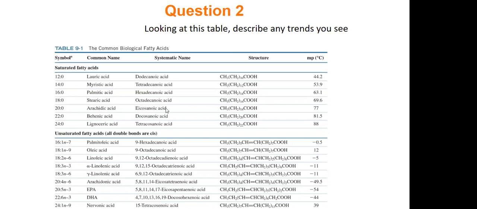So one trend we have is a higher melting point with longer chain. If you look at the first table, as we go from 12 to 14 to 16, our melting point goes from 44 to 53 to 63. So the more carbons, the higher the melting point. They're all acids, though. That's not really a trend. What else do we have here?